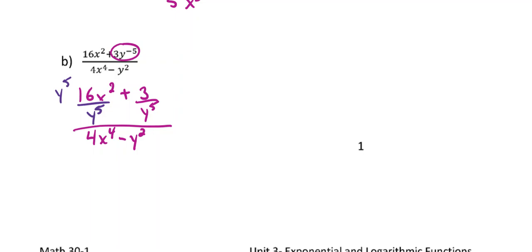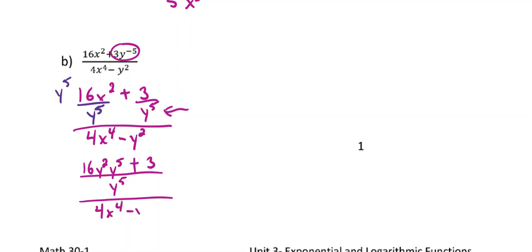So then rewriting this, I'm just ignoring the bottom for a second. Just keep that out of your mind for a second. Now I'm over a common denominator. So on the top here, I can write the whole thing as over y to the 5. And then on the top, I've just got 16x squared, y to the 5, plus 3. And then that is all over 4x to the 4 minus y squared.